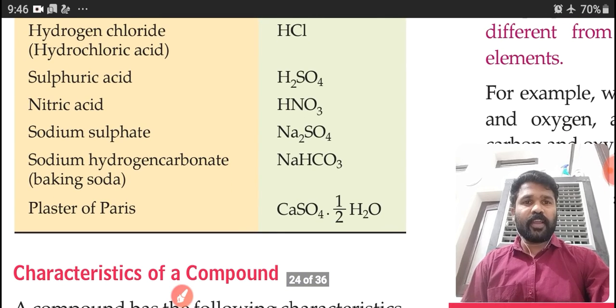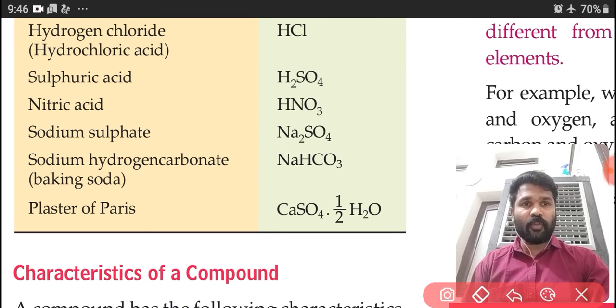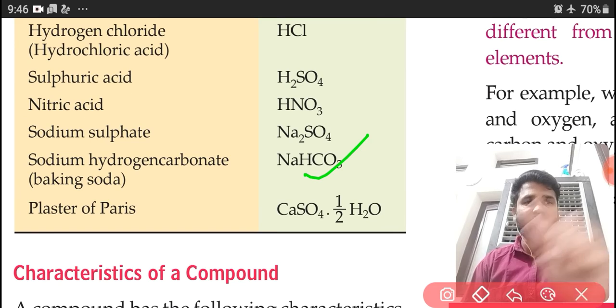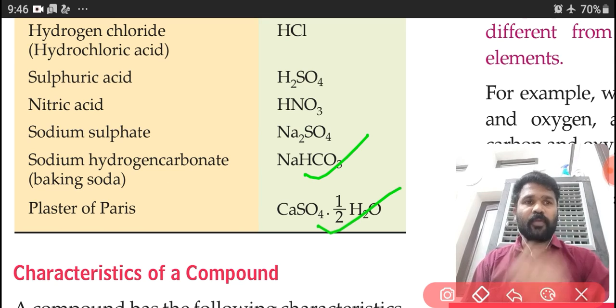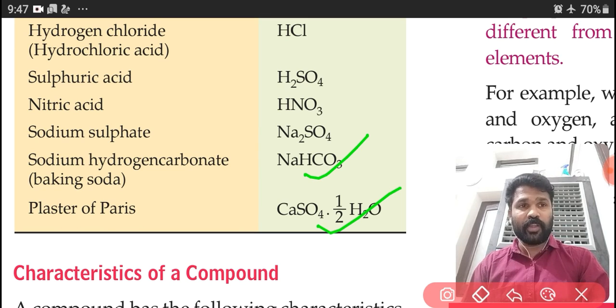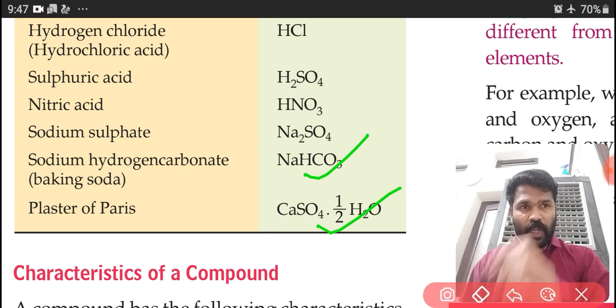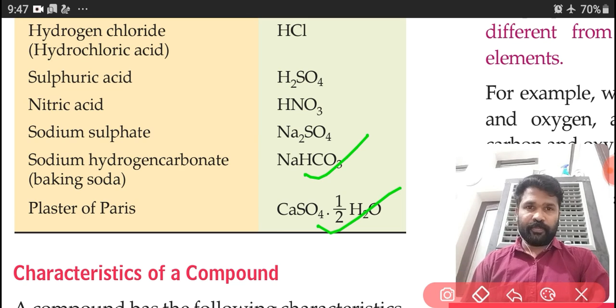sodium hydrogen carbonate, baking soda, that is NaHCO3, plaster of Paris CaSO4.1/2H2O. These are the chemical formulae of some important compounds. I told you it's very important. You underline and keep, just learn it.